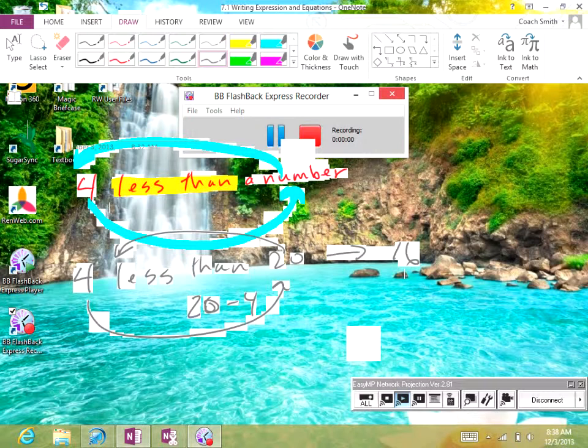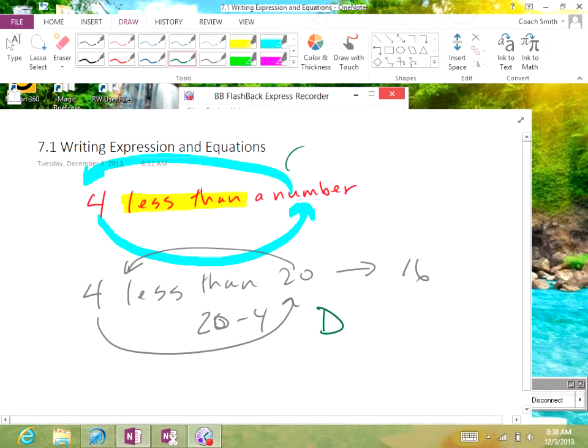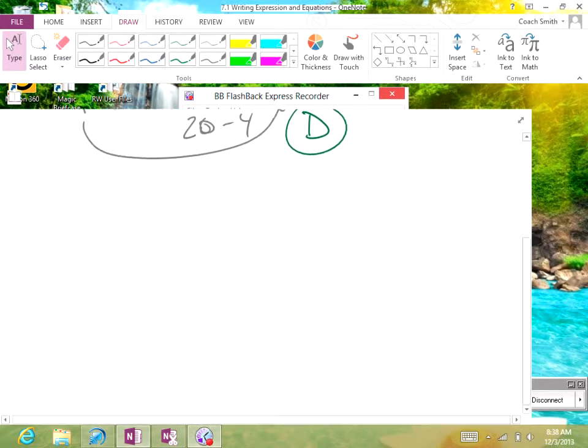Okay, so that one then we've decided would be what? What letter? D as in dog. Okay, it would be D as in dog. All right, now, let's look at some other ones.